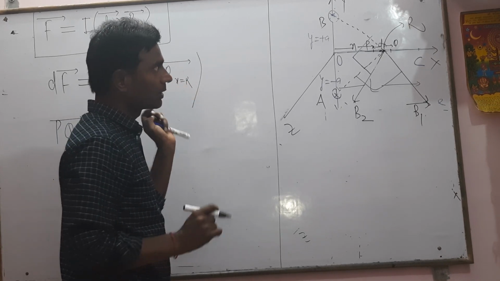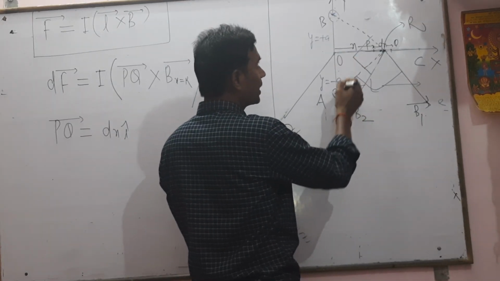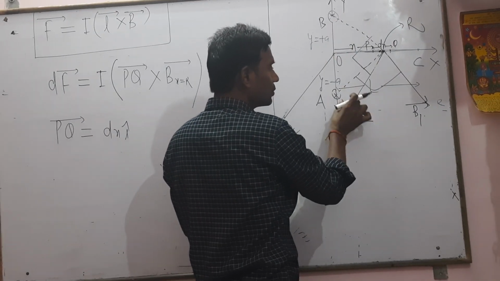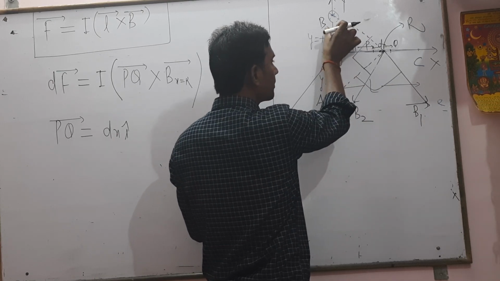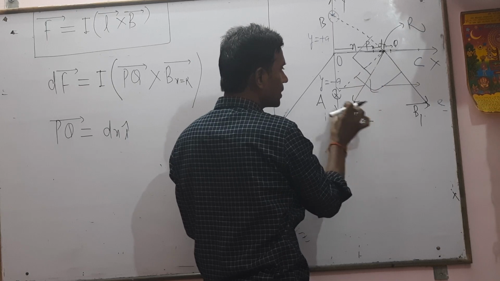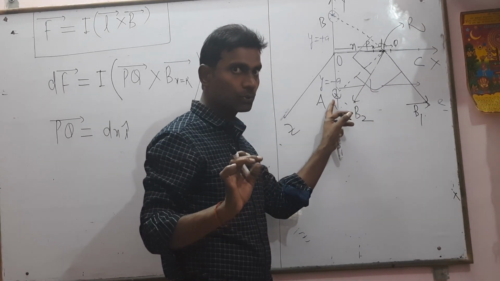This is the important point because two wires are given. First wire is at A point, second at B point. So due to wire A the magnetic field will be B1. Due to wire B the magnetic field will be B2. So we have to need the magnetic field due to A1. Let us suppose due to A1. Okay.